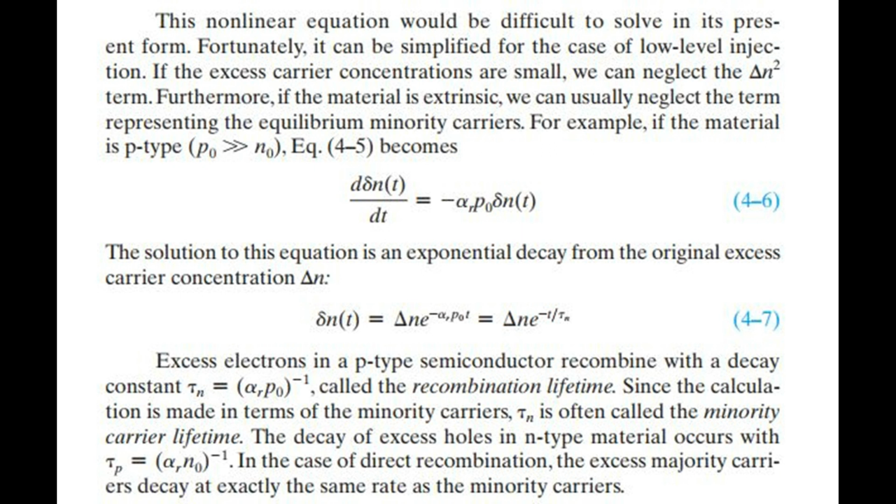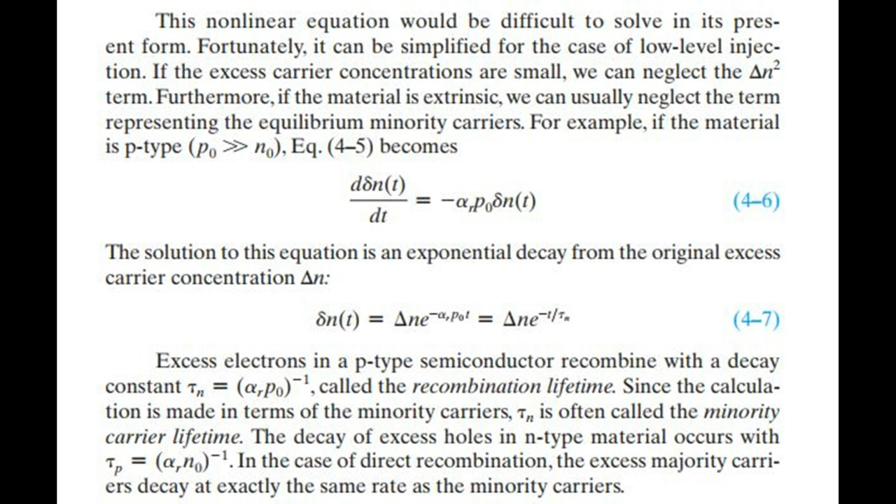If the excess carrier concentrations are small, we can neglect the Δn² term. Furthermore, if the material is extrinsic, we can usually neglect the term representing the equilibrium minority carriers. For example, if the material is p-type, p0 ≫ n0, Eq. 4-5 becomes the simpler form. The solution to this equation is an exponential decay from the original excess carrier concentration ΔN.